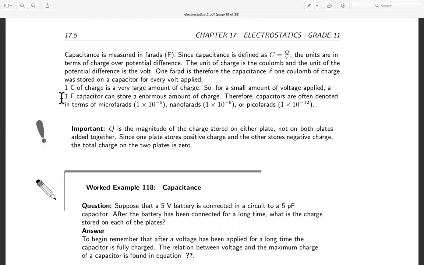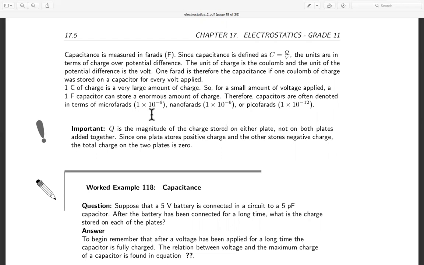One coulomb of charge is a very large amount of charge. So for a small amount of voltage supplied, a 1 farad capacitor can store an enormous amount of charge. Therefore, capacitance is often given in microfarad. Actually 1 farad is very big, so normally the unit is microfarad.